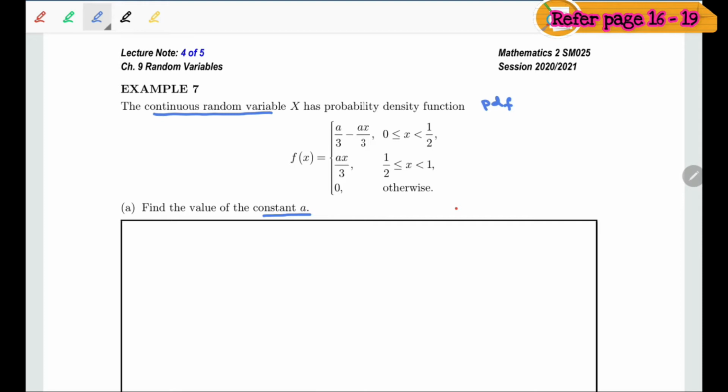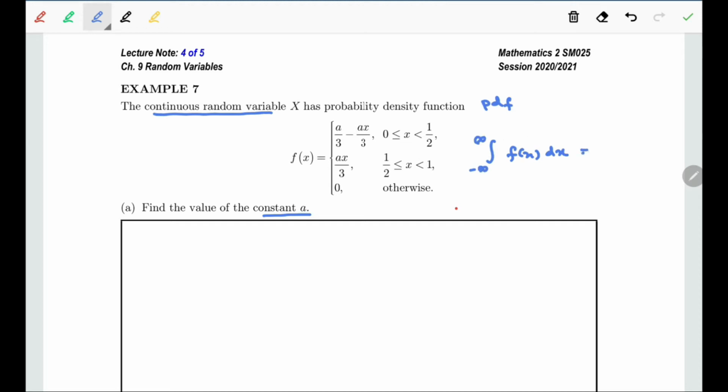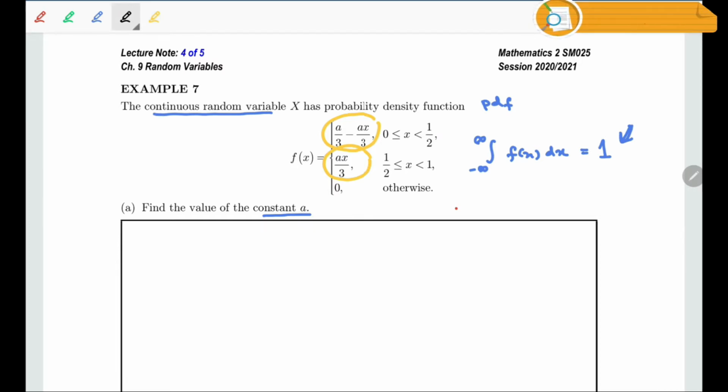By remembering the definition of a continuous random variable, the integration of f(x) dx from the lowest limit to the uppermost limit should equal 1. You need to remember that it should equal 1. So by taking this definition, we're going to solve it for A. The difference with this question is that you are given two non-zero functions. So of course we are going to integrate these two functions.